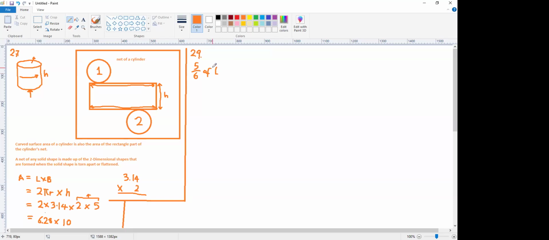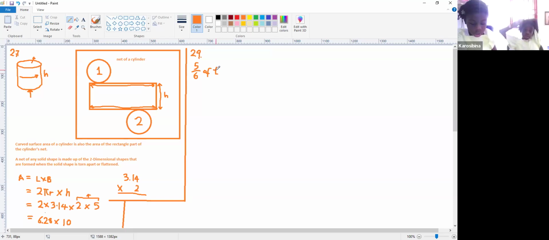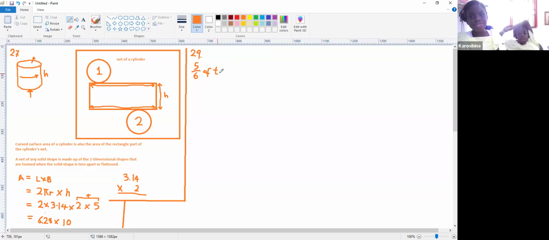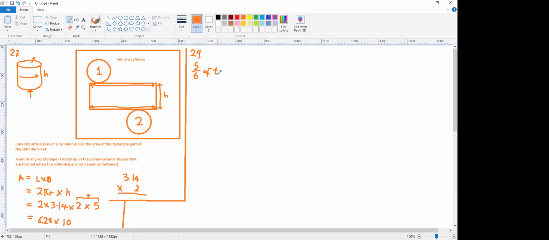Did you hear what I just said? Yes, sir. We are using letter T. Is that okay? Don't just say anything. I told you not to guess. You cannot afford to start guessing in this kind of question. So when they say 5/6 of a certain number, in this case our certain number, we're using letter T.